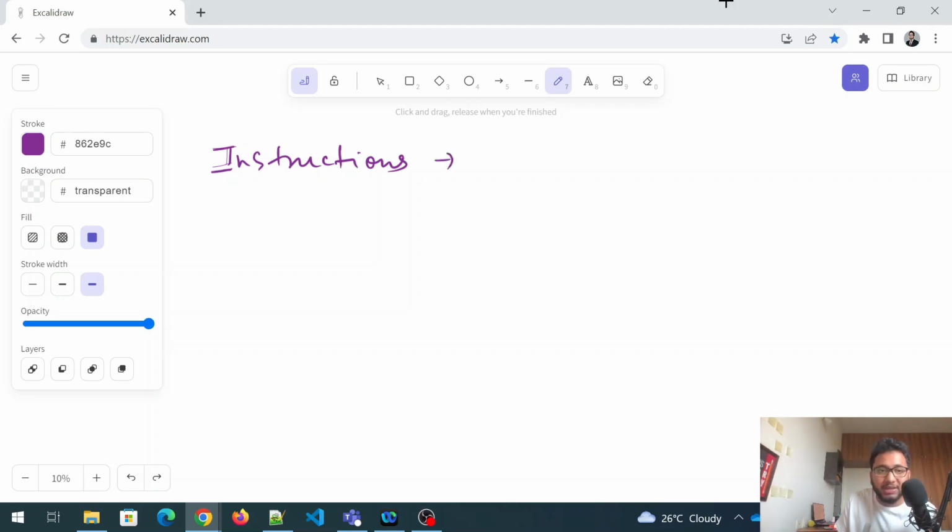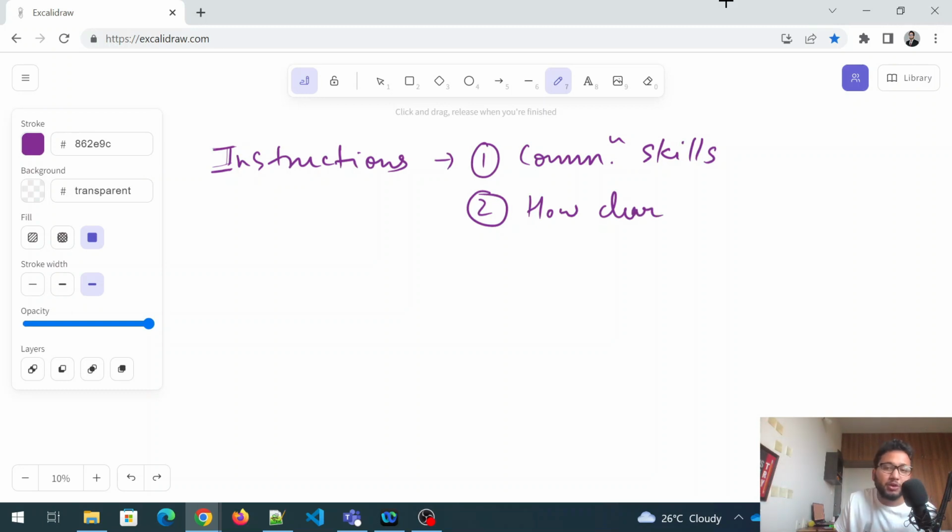So what are the parameters that they will judge you on? First would be your communication skills. This is something he or she is going to judge you on. The second thing is how clearly you can explain a problem. They have given you a problem, and how easily you can understand it and how easily you can explain the solution. So how clear you are, this would be the second thing.